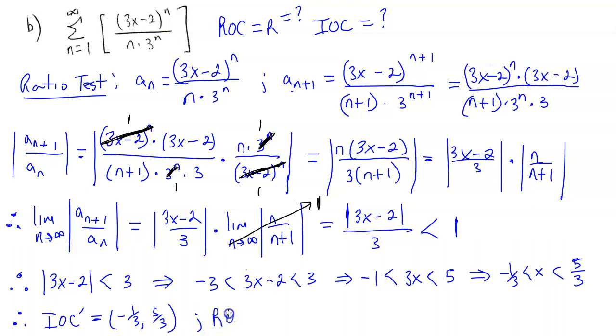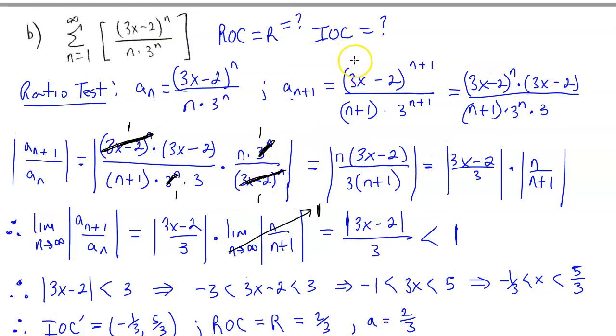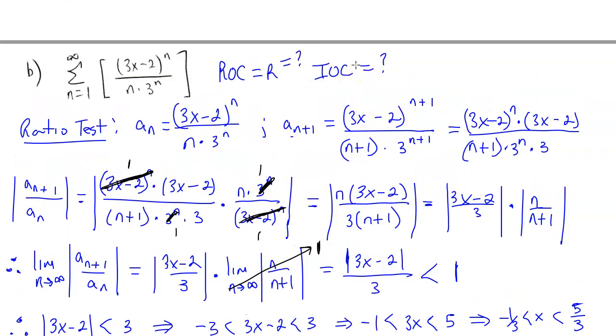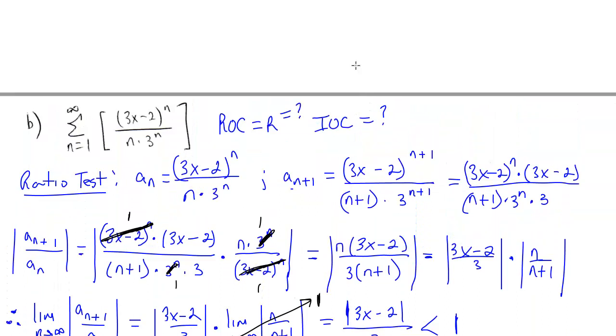It turns out here that our radius of convergence is actually going to be 2/3, and I'll show you why that is if you don't see it now. And this also means that our a, which is the number that this particular power series is centered about, is going to be 2/3 as well. Okay, so I'm going to come back up here for a second and talk about why this particular power series is centered about 2/3, and that the radius of convergence is going to be 2/3 as well.